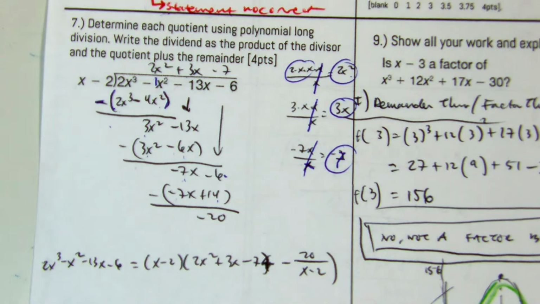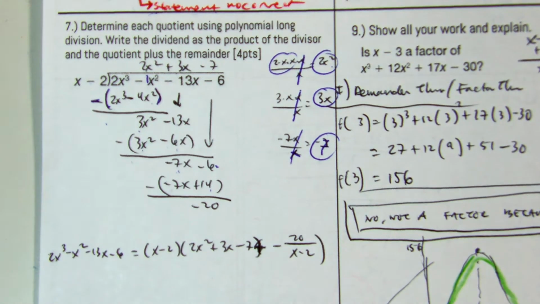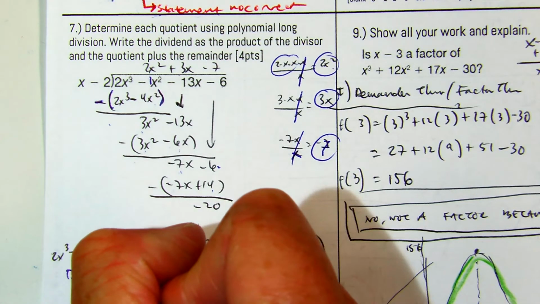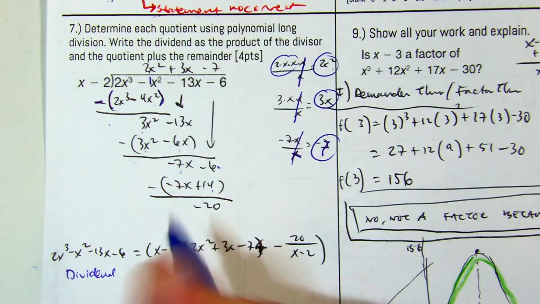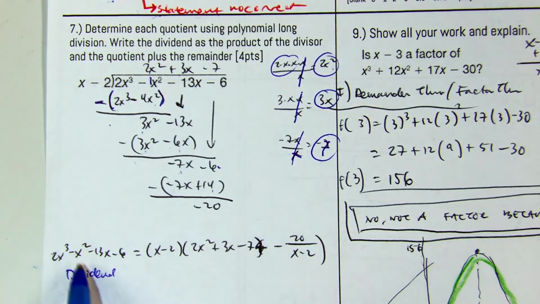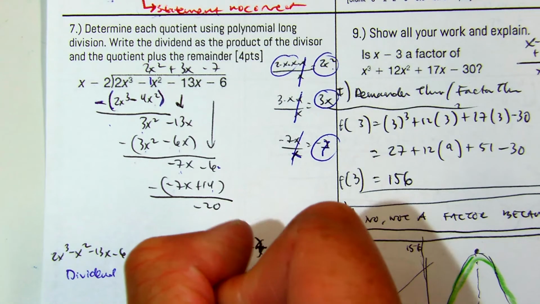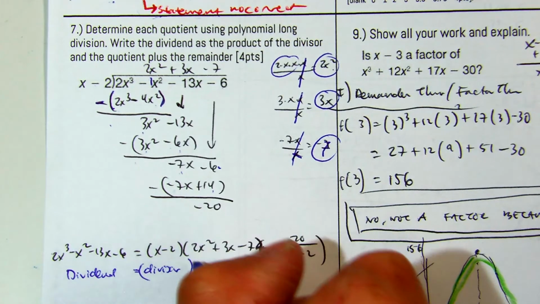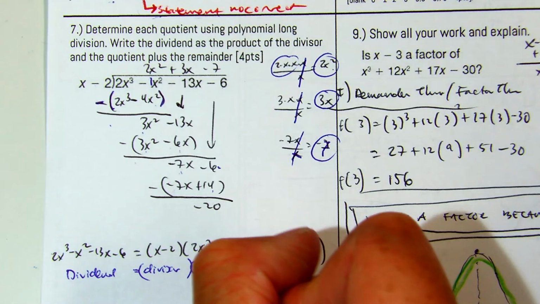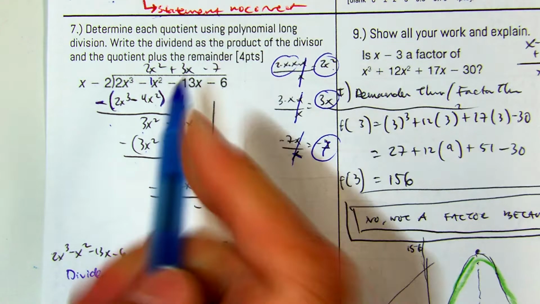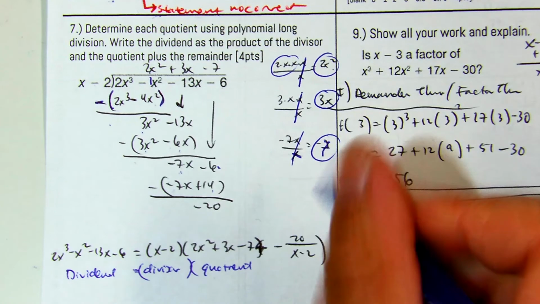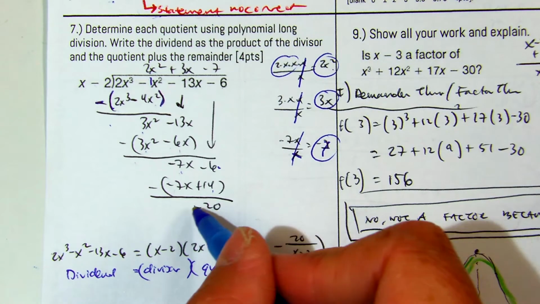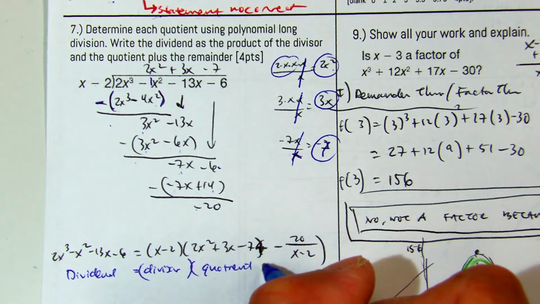I'm going to do the same thing. My dividend is the original problem. That's the inside. The divisor is the outside. The quotient is what's on top. And here, it's minus. So 20 here is minus. I didn't lose any points.